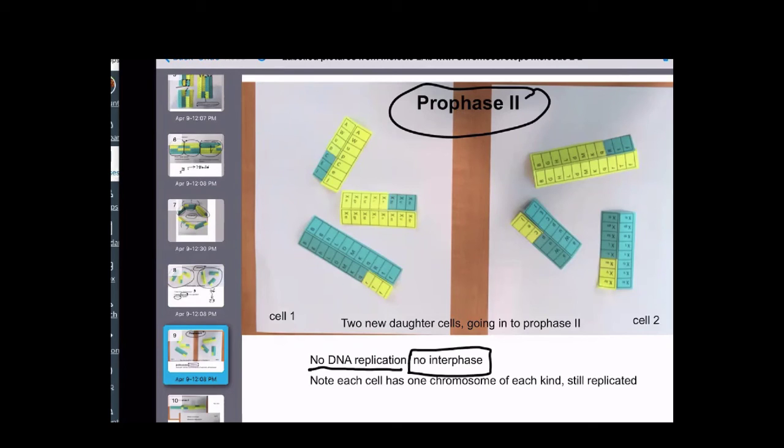And now you see that every cell still has a chromosome of each type. We have an X, we have a short, and we have a long. There's our X, there's our short, and there's our long chromosome. So you have to make sure that your cells have one copy of every single chromosome.